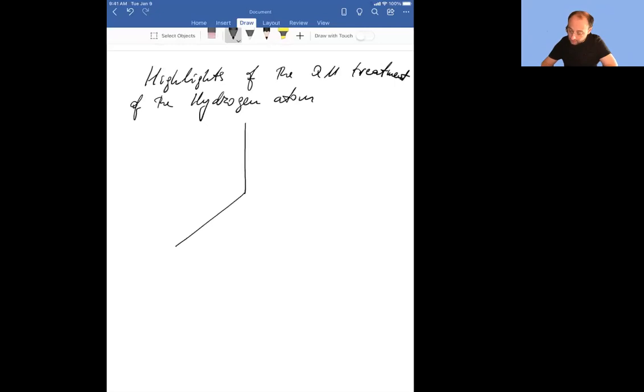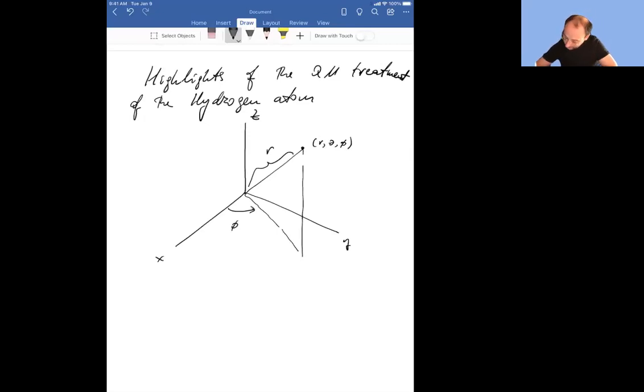For this reason, it's common to work not in Cartesian coordinates, but in spherical coordinates. So in spherical coordinates, a point is labeled by not x, y, and z, but r, theta, and phi. This is radius r. This is called azimuthal angle phi. And this is called polar angle theta. So this is spherical coordinates. And so the full wave function will be a function of r, theta, and phi. And it's also a function of time.